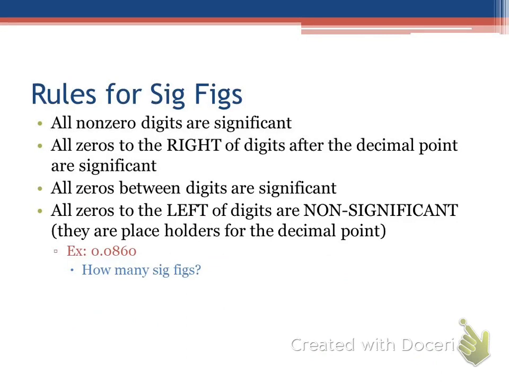So what we're saying is we could put the number in scientific notation to help us better describe that number. Zeros to the left of digits are non-significant. They're placeholders. Question. All non-zero digits, so for sure 1 and 2. Zeros to the right of digits after the decimal point are significant. Zeros to the left of digits are non-significant. So 3 sig figs.